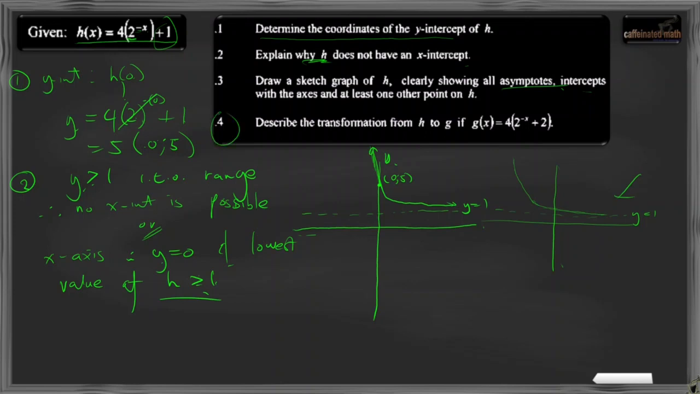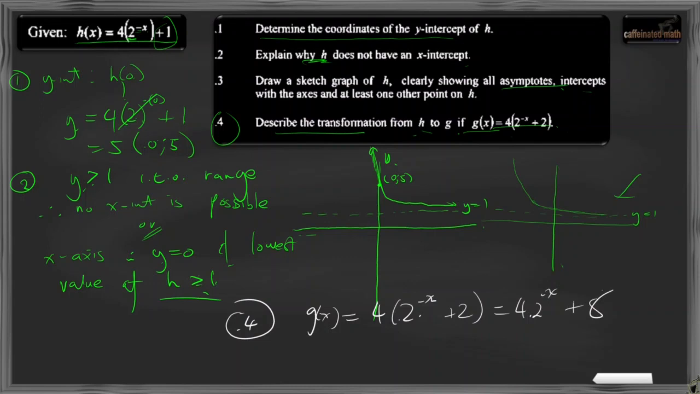Well, describe the transformation from h to g, if g of x is equal to, well, that expression on the right, which is 4, open bracket, 2 to the power negative x, plus 2. So let's just investigate g of x first. So g of x is equal to 4 times 2 to the power negative x, plus 2, which can simplify into 4 times 2 to the power negative x plus 8. Well, it's broadly similar to this. The only difference is the q value here is 8 and the q value there is 1.